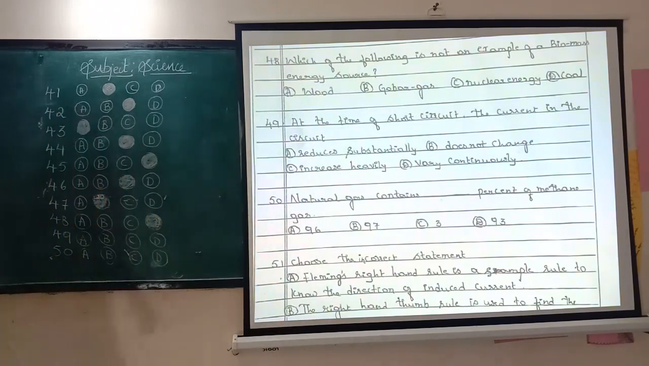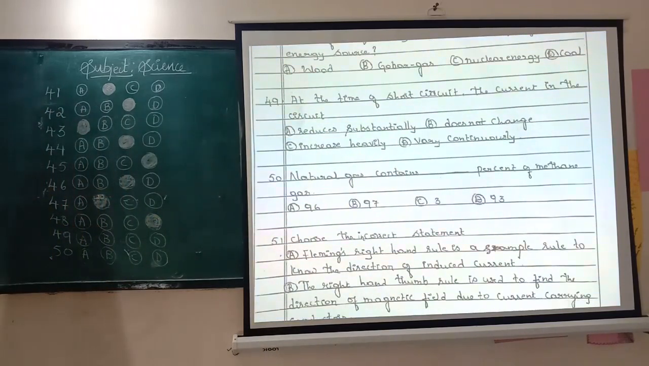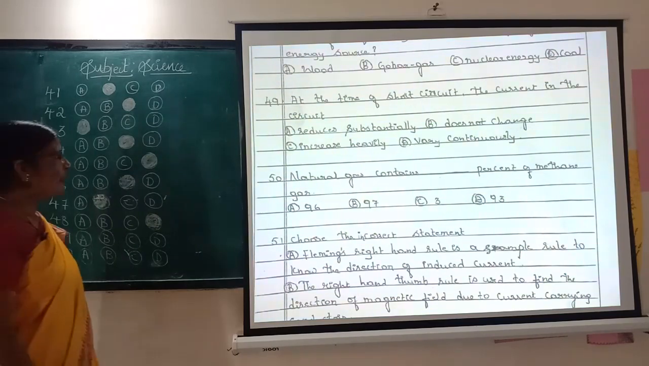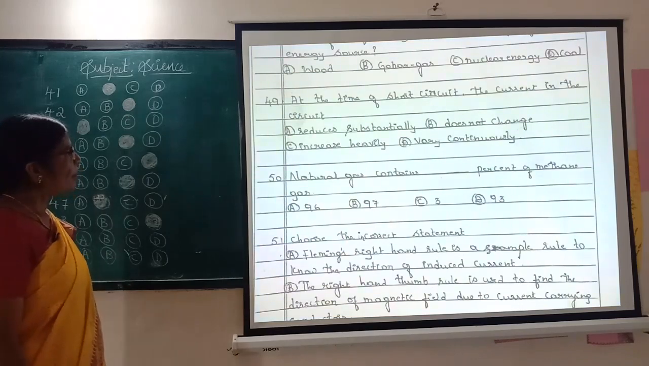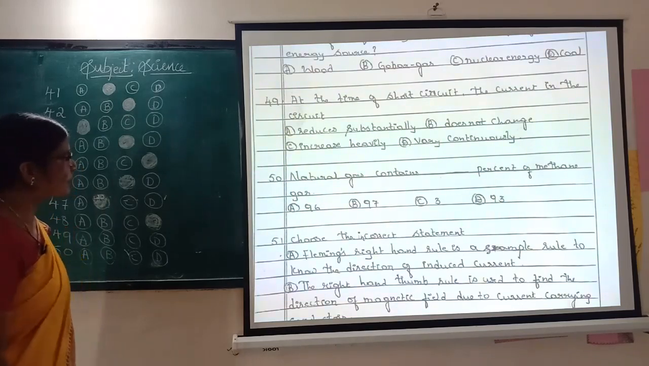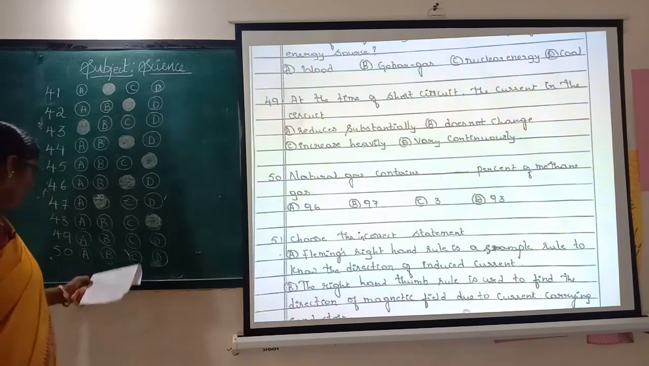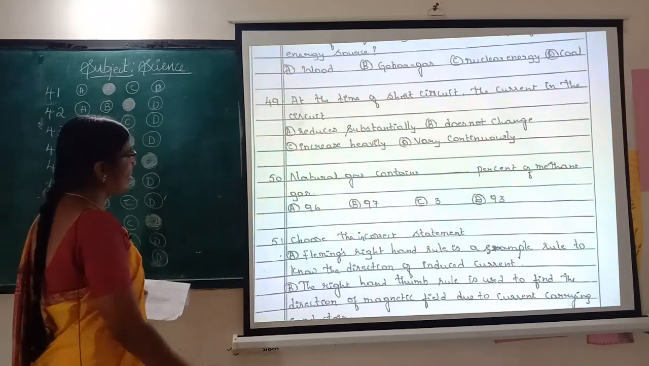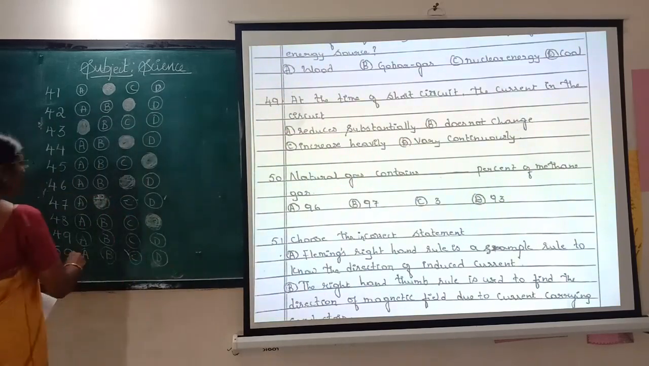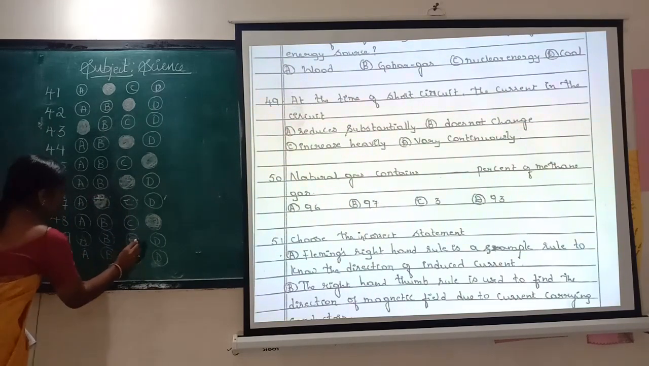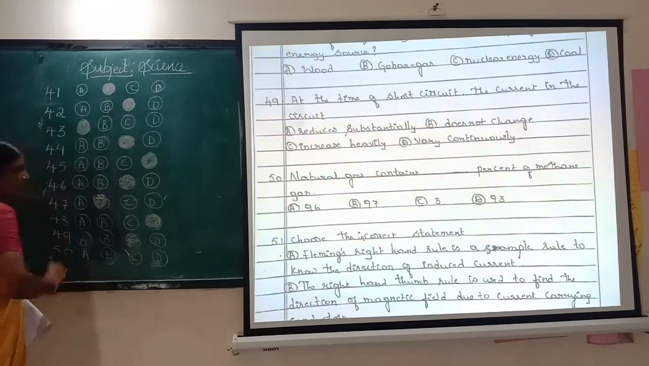Next we are going to the 49th question, children. At the time of short circuit, what happens to the current in the circuit? B option, reduces substantially. B option, does not change. C option, increase heavily. D option, vary continuously. For 49, children, it is C, increase heavily. In the OMR sheet, you should shade C option.